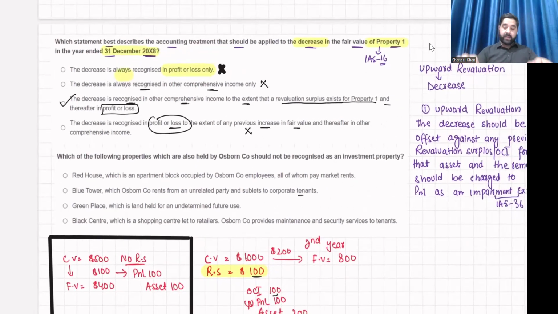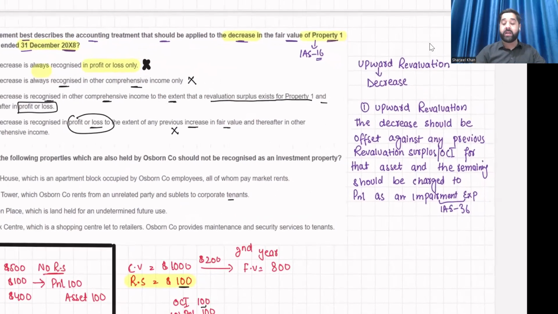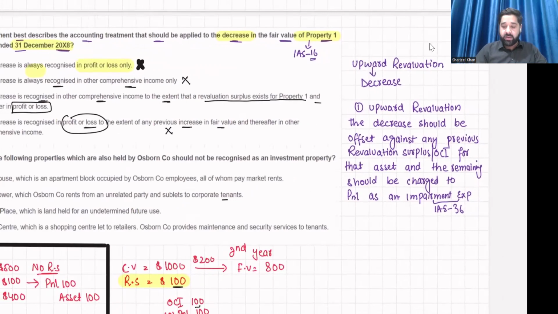Okay, a student is asking that you already explained this concept in IAS 16. Yes, I already explained it in IAS 16, right? But I am explaining it again and again during my practice session, so you have a strong grip on the accounting standard. Many students get confused when there is a decrease in value and an upward revaluation is already present, so they charge the decrease immediately to profit or loss or other comprehensive income. So therefore, I explain each and every concept in my revision sessions, in my practice sessions.